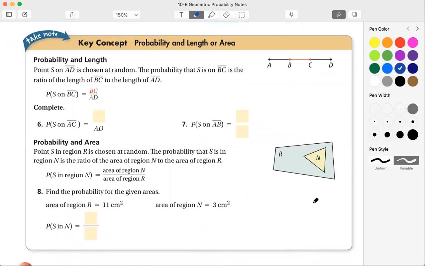Point S is on the line segment AD and is chosen at random. The probability that S is on BC is the ratio of the length of BC to the length of AD. So the probability S is on segment AC is AC out of AD. The probability S is on AB is AB out of AD.